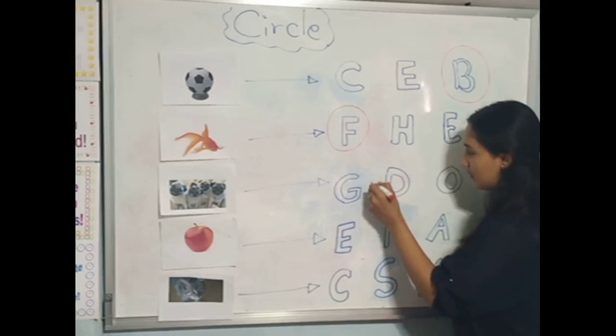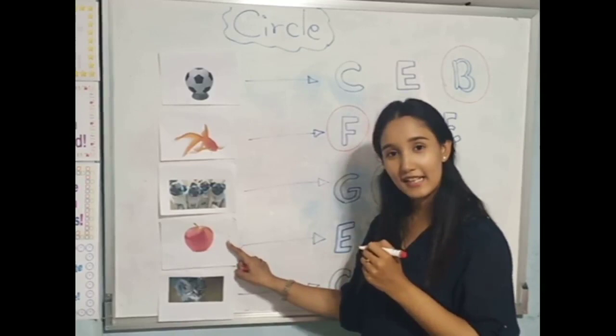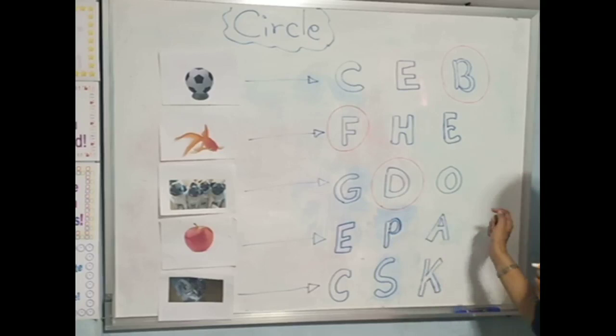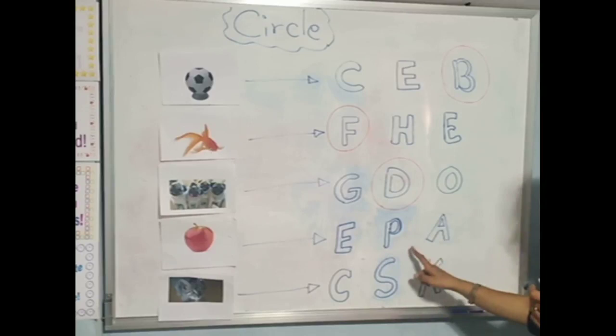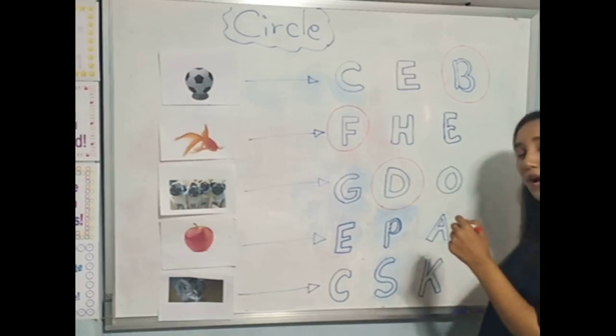Alright, so next picture. What is this? Apple. Okay, for apple, which letter is the correct answer? Letter E, or letter P, or letter A? Letter E? No. How about letter P? No. How about letter A? Yes. So I have to circle letter A.